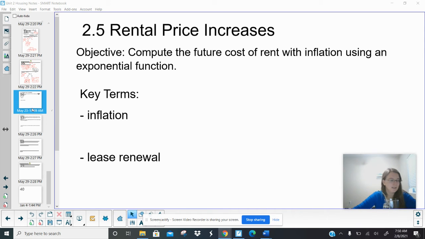Lesson of the housing unit. Again, I've condensed this a little bit, but not too much here. We got the important stuff still. And this is the last thing we're talking about: the price of rent increasing. So this is one of the downsides of renting.